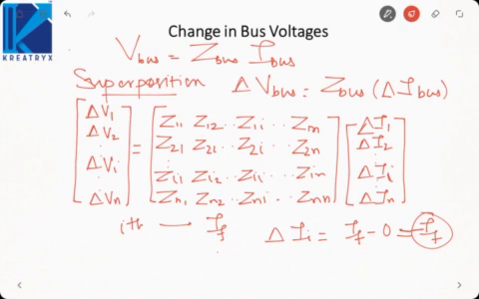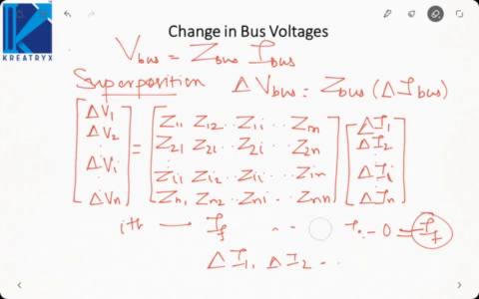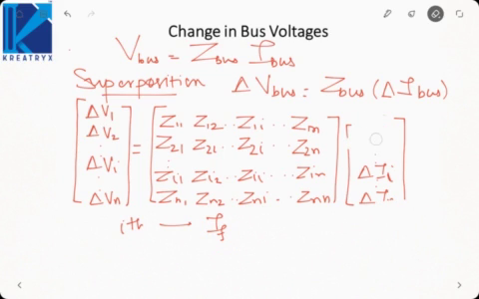Now, other currents delta I1, delta I2, delta IN will be 0. So now we can replace this matrix with something like this: 0, 0, minus If, 0. That means only the ith element is non-zero.